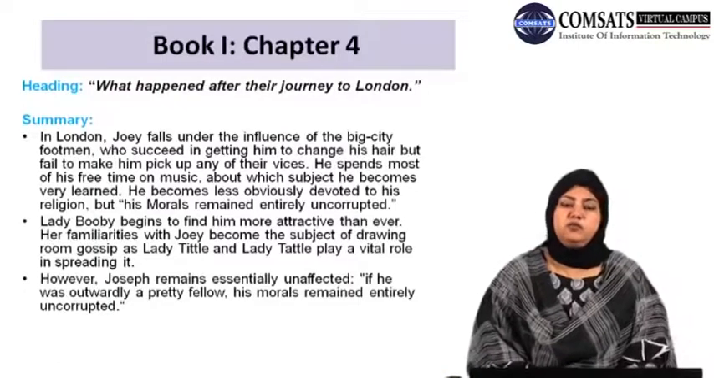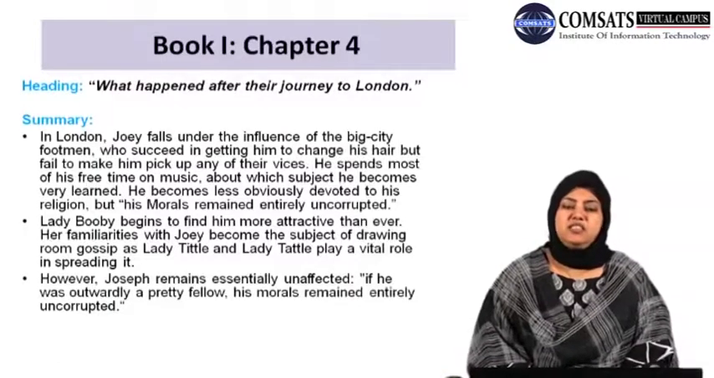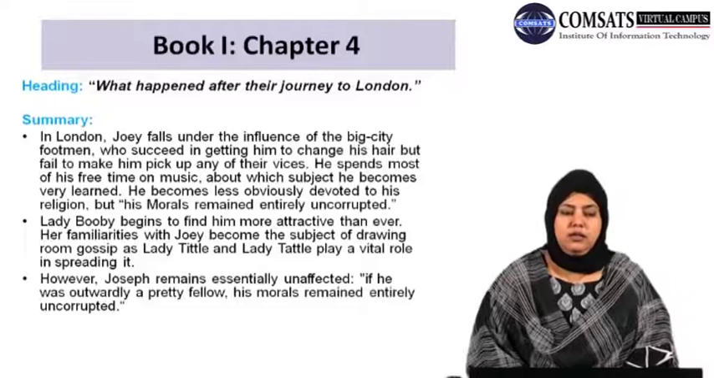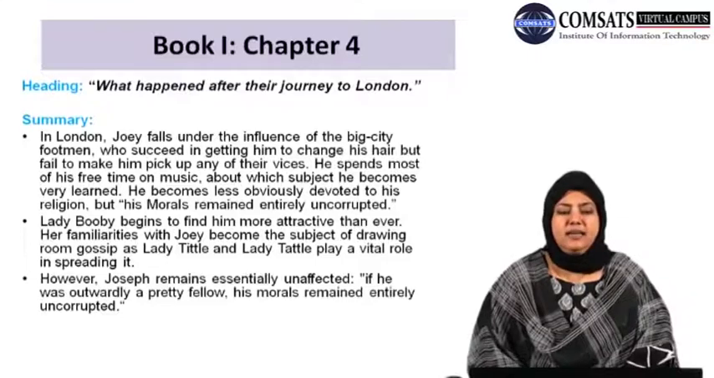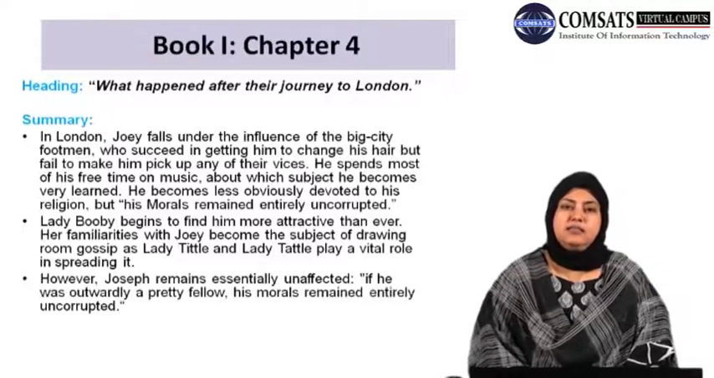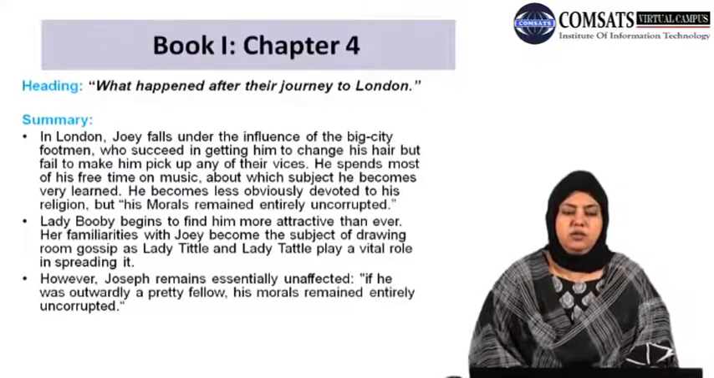Dear students, with this we move on to the next chapter, that is chapter 4 of book 1. And the heading of this chapter, by the way, says, what happened after their journey to London? So the heading itself gives us clues about what the chapter is going to tell us. Here is the summary of chapter 4.